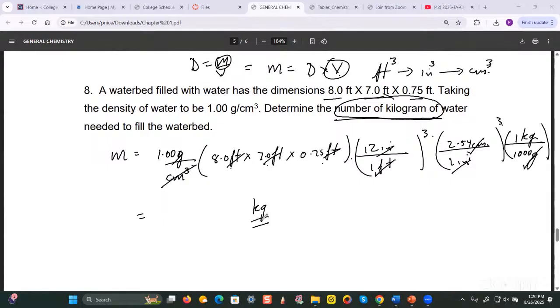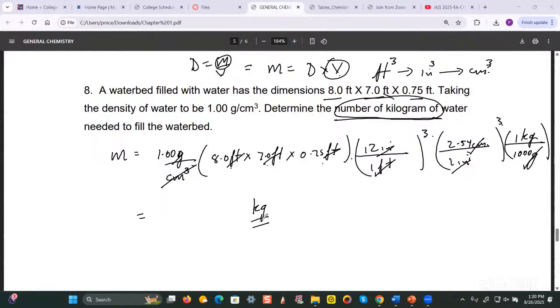1,000. Okay, I think I did something wrong. Let me just see. Forgot your 1 gram per centimeters cubed. Well, that shouldn't affect it. I think I made a mistake somewhere else. Let me try this again. 8.0 times 7.0. Oh, I think I know what I did.